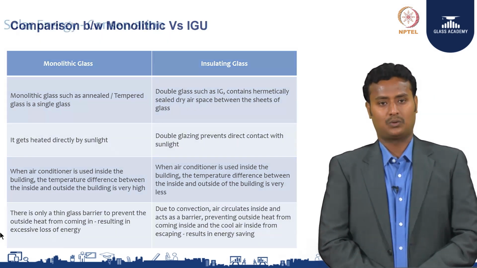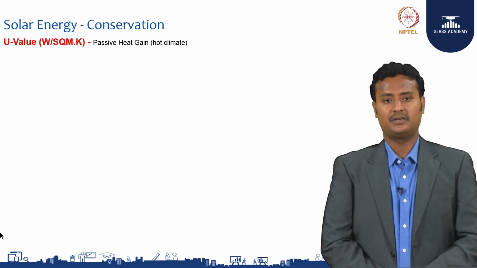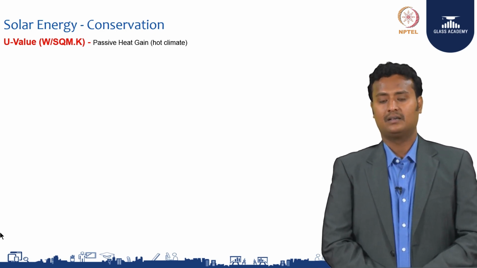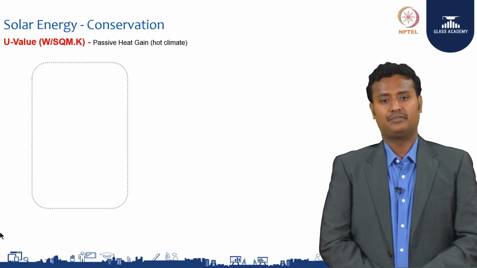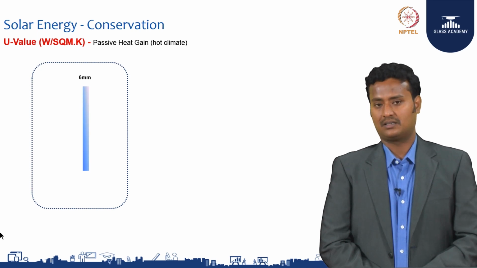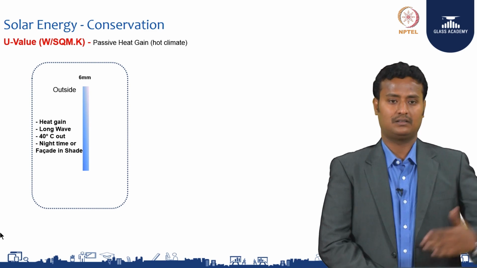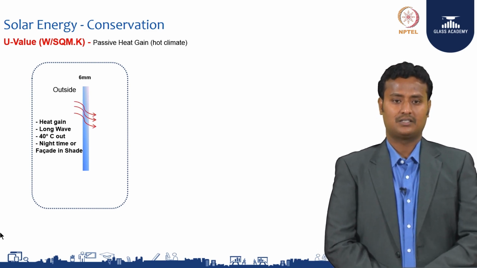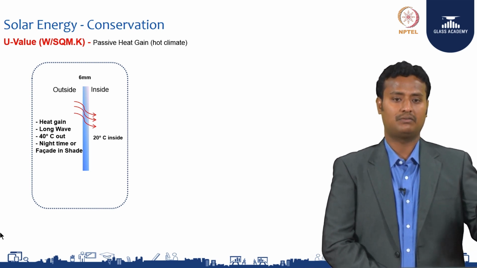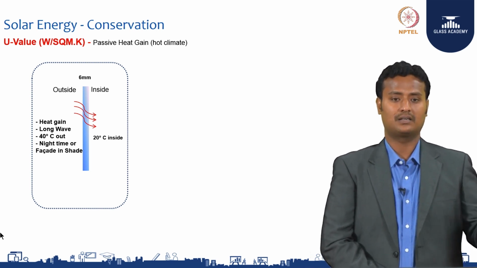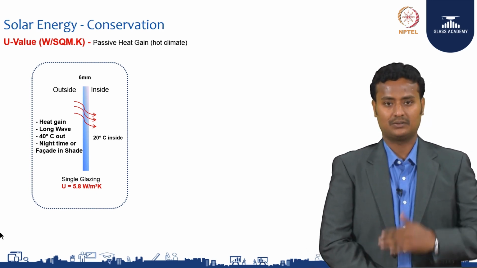Let us look at what solar energy conservation is. So, U value, in watts per square meter Kelvin, relates to passive heat gain in a hot climate. Let us see what it is. If you choose 6 mm as a single pane monolithic glass, and it is 40° outside, it will be heated. If you select a proper glass with a U value of 5.8 or 5.6, you will get a reduction of 20°, which means 40 outside and 20° inside. So this is the reduction.